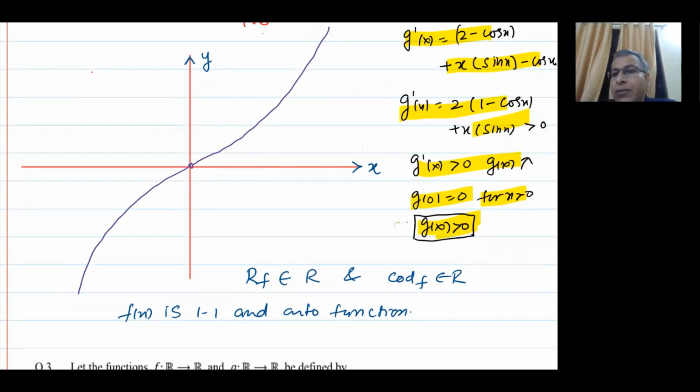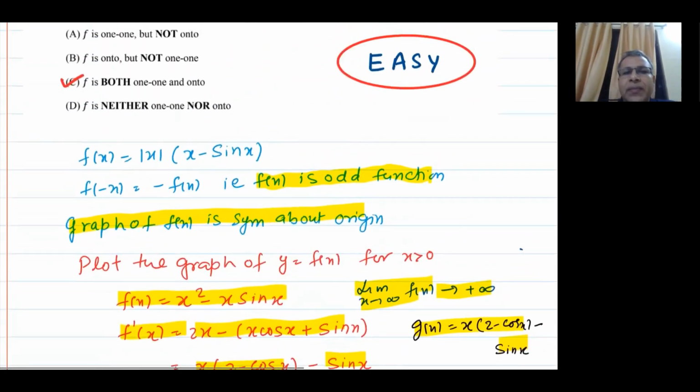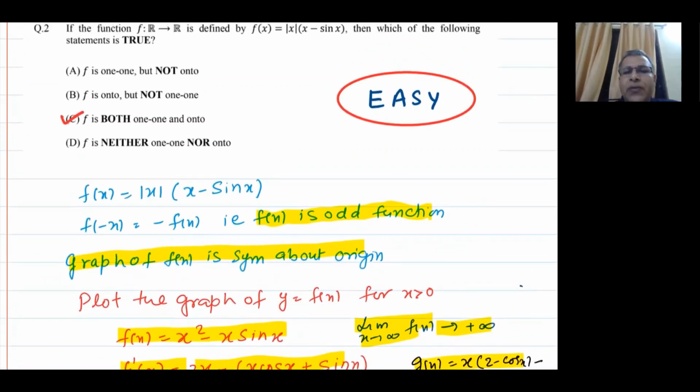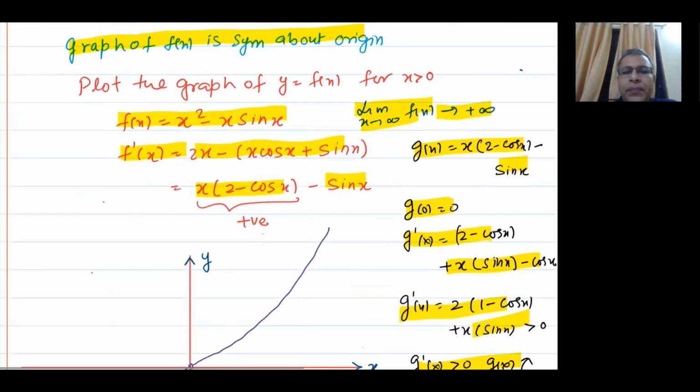So range equal to codomain set, then we get an onto mapping, and the function f(x) is one-one. So the answer of this question is f(x) is both one-one and onto.